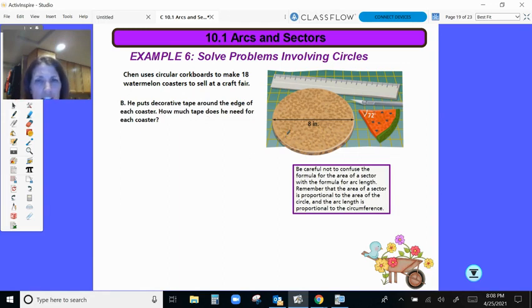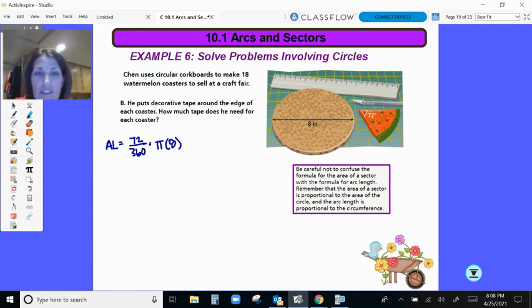So how much tape does he need for that? Now if we're talking about putting tape on the edge, we're talking about circumference, right? Arc length. So now we need to calculate the arc length. My arc length is going to be equal to 72 over 360 times my circumference. This time it's going to be pi times my diameter, 8. So my diameter is 8 there.